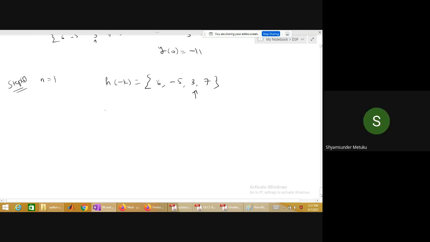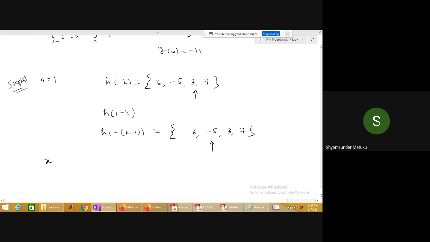So n equal to positive, so you'll get h of 1 minus k actually, which can be written as minus of k minus 1. So the folded sequence is delayed by 1 unit, yes or no? Yes, sir. So delay means the arrow will move towards left or right? Right side. Signal moves right means the arrow will move left, yes or no? Yes, sir. So this is h of 1 minus k.